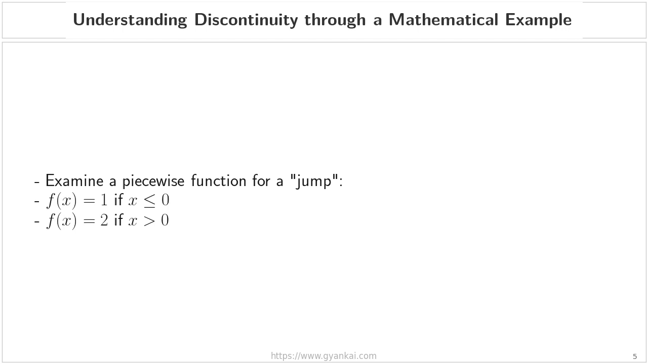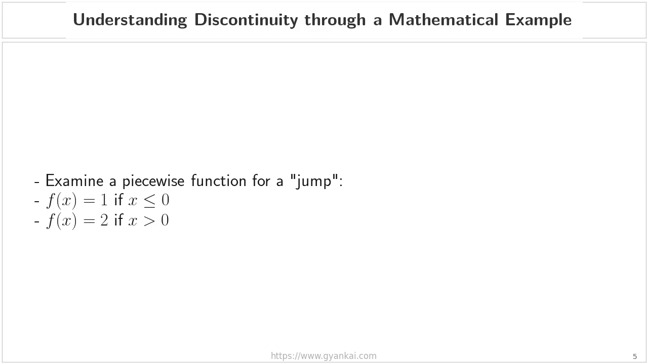Understanding discontinuity through a mathematical example. Now that we have explored real-world analogies like the digital switch, let us apply that same logic to a mathematical example to see exactly how a jump manifests in a function. Please look at the piecewise function provided on the slide.